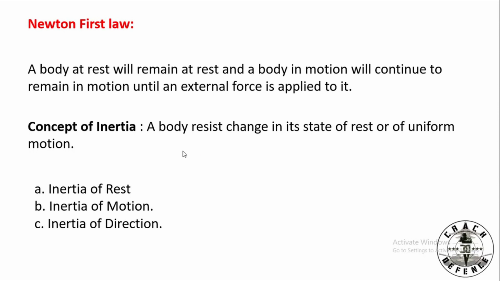And we have three types of inertia. First, inertia of rest. That means a body at rest will resist moving when a force is applied. Second, inertia of motion. A body which is already in uniform motion will resist stopping when a force is applied. And third, inertia of direction. A body which is moving in a particular direction will resist changing its direction when a force is applied.